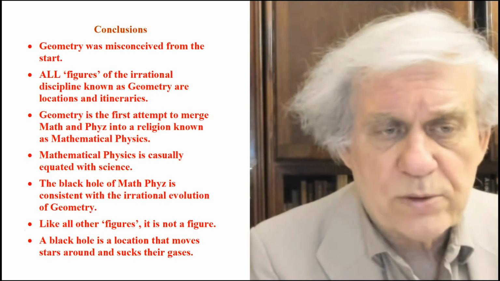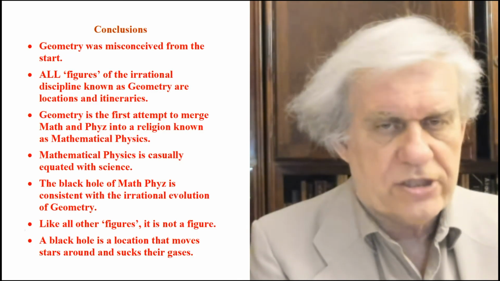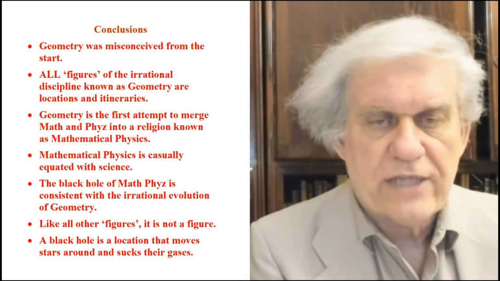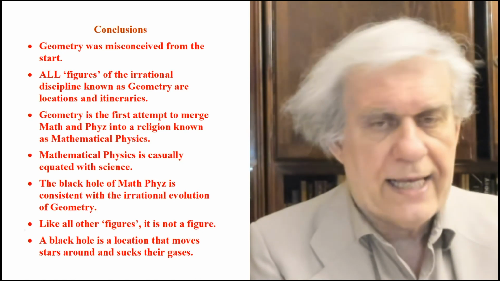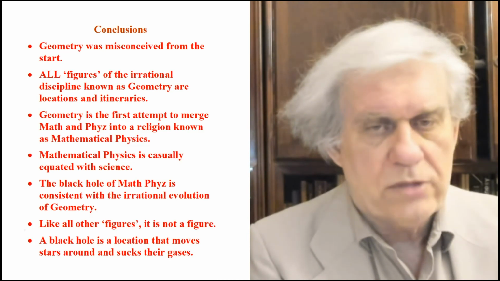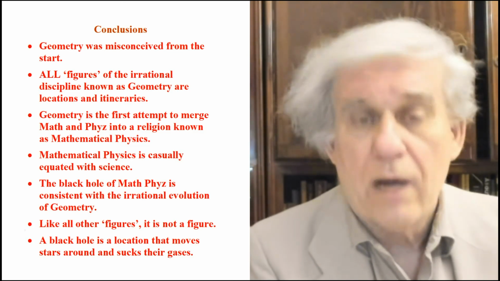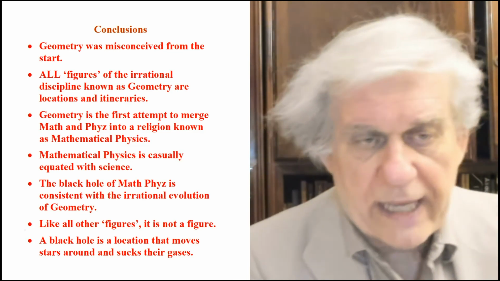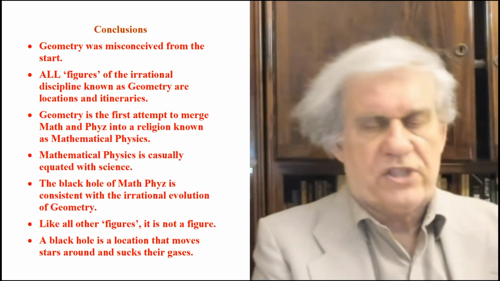Mathematical physics is casually equated with science. That's the problem today. Mathematical physics is not science under any circumstance. We need rational explanations to do science. Irrational explanations, we had a lot of them with traditional religions. All we have now with math phys is just a new type of religion. That's all it is. And the priests are known as mathematicians. We call them mathemagicians. And the black hole of mathematical physics is consistent with the irrational evolution of geometry.